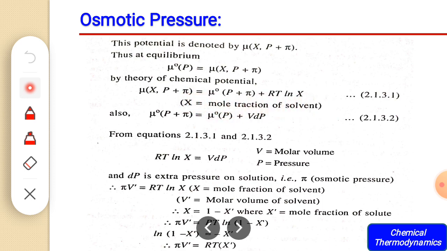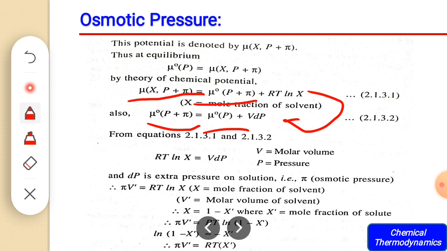So this μ(x, P+π) can be modified as x μ0, the standard potential at P+π, plus RT ln x, where x is the mole fraction of the solvent. Therefore μ0(P+π) is equal to μ0(P) plus V dP. From these two equations, this side equals μ0 of P, this also at pressure P.